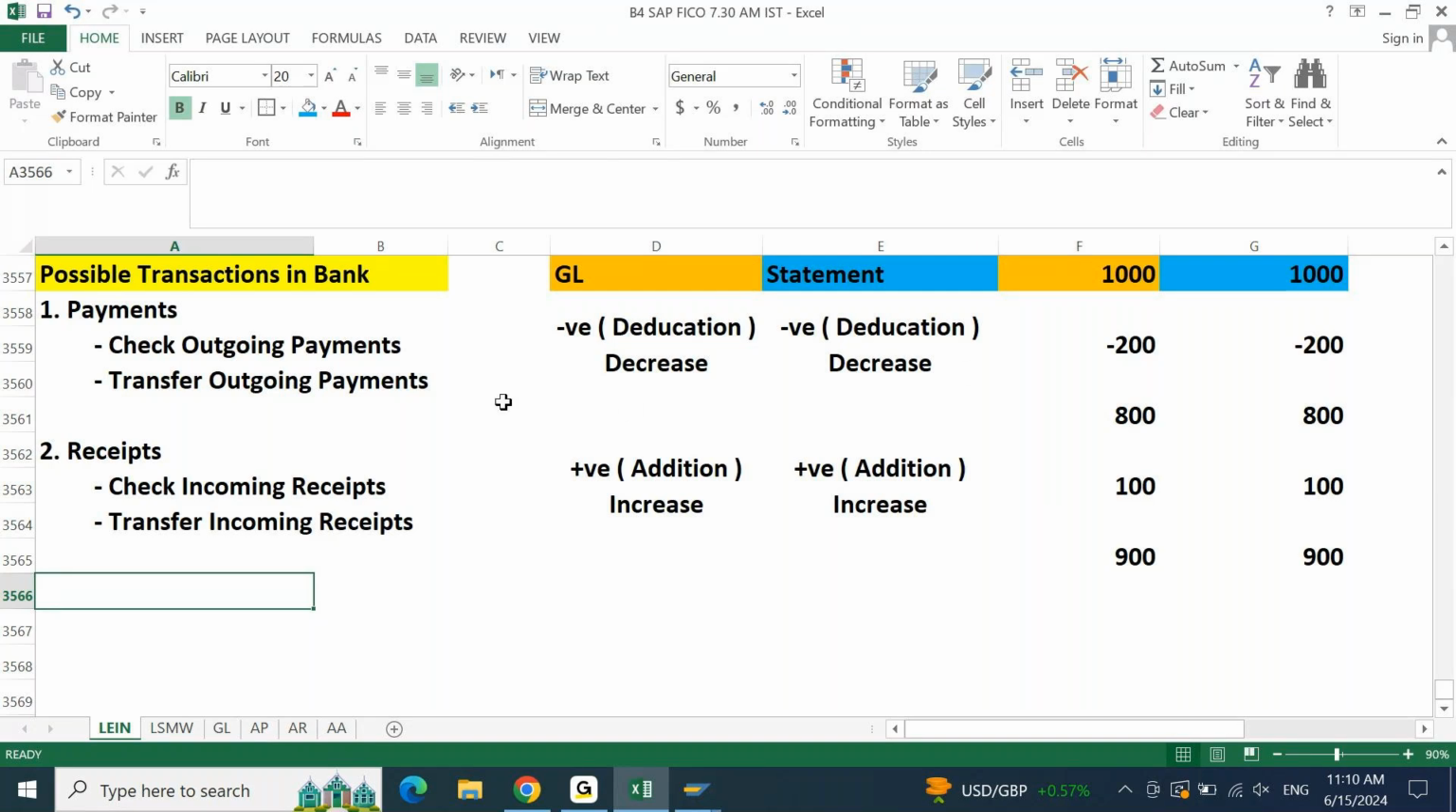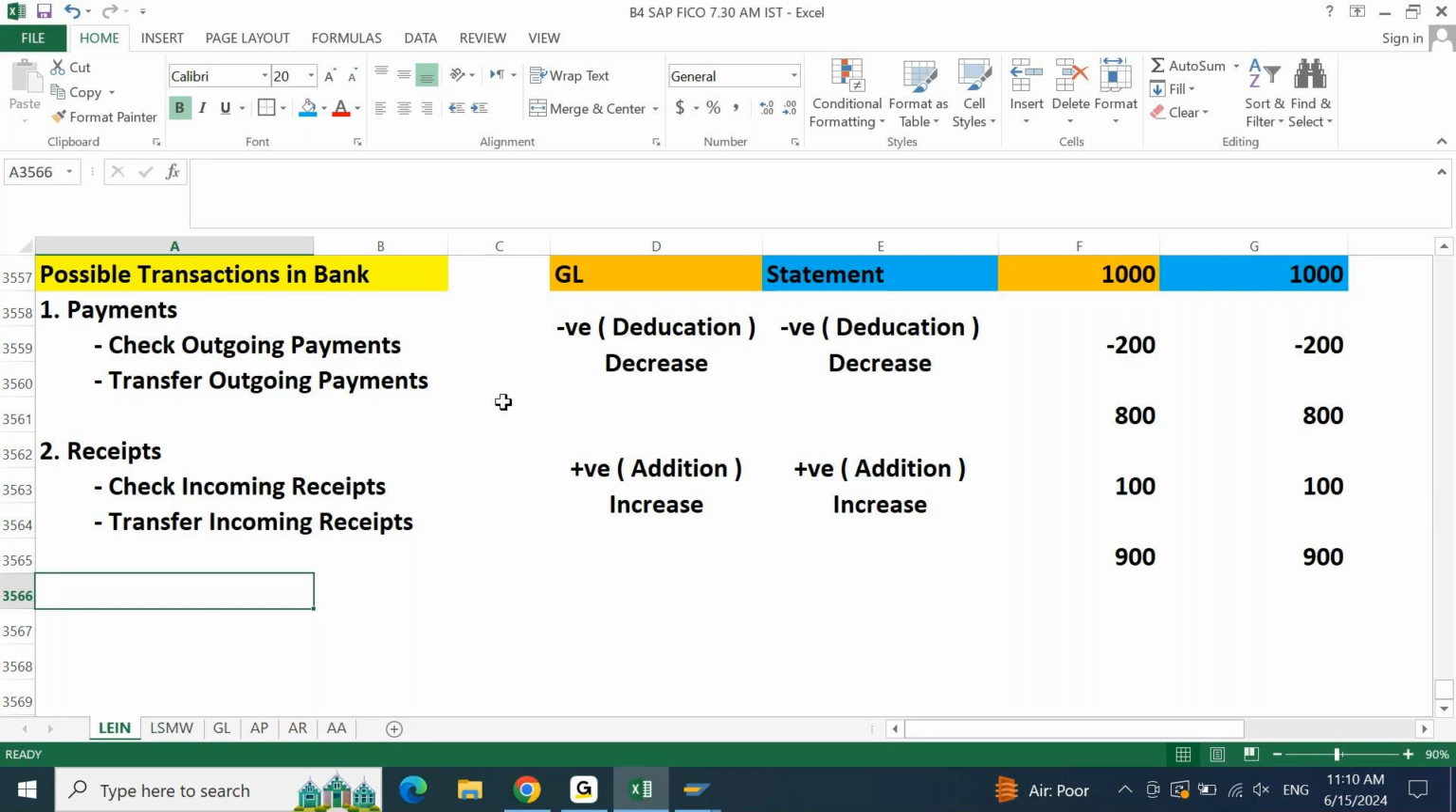Plus minus, deduction, addition, or increase, decrease. Nowhere am I writing debit, credit here, because debit and credit are not in sync between cash and bank and accounting. If your accounting is telling a debit, your bank is telling a credit. If your accounting is telling a credit, the bank is telling a debit, meaning debit, credit are opposite in accounting and banking. So you cannot compare it. You cannot relate accounting and banking with debit, credit. Instead, always relate it with plus minus, addition, deduction, increase, decrease. If you have clarity here, you are clear with the banking and the bank statement.